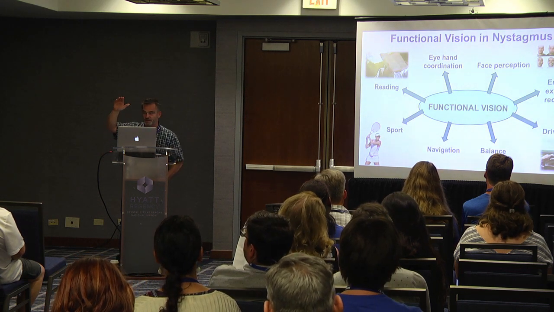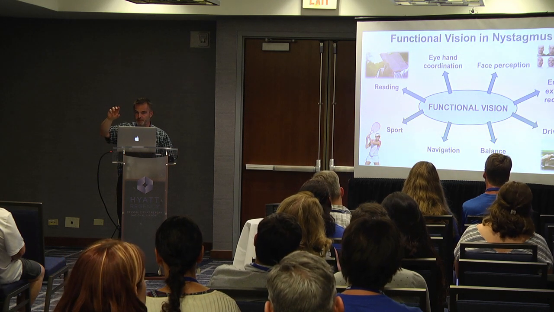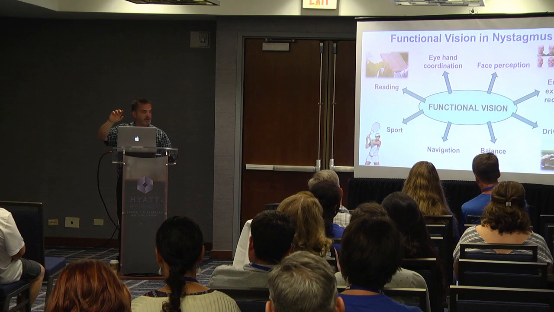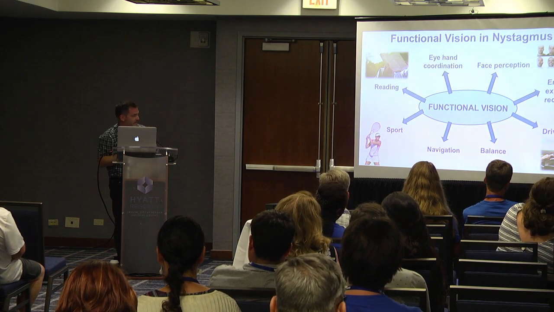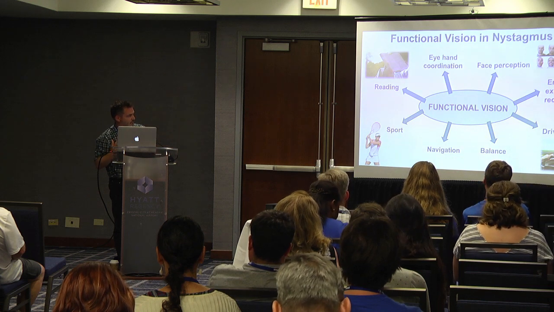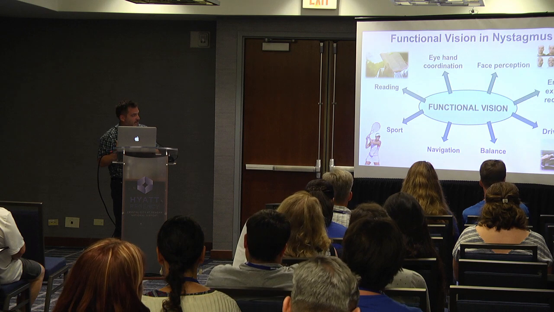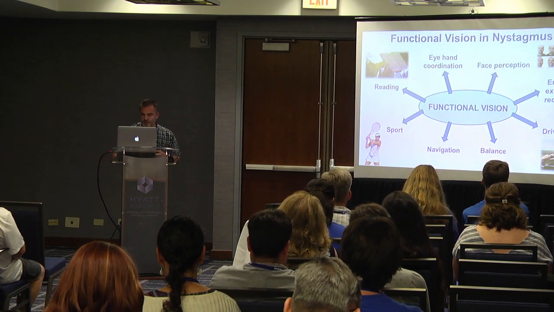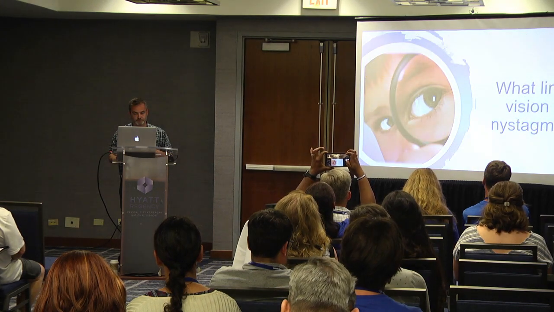So really the point is, working our way down that vision chart only gives us a very, very small aspect of what's important for vision. And we've got a list of things on here, some that we'll think about in a bit more detail, things like sport or driving or reading or perceiving, recognizing faces, eye-hand coordination. All of these things are part of functional vision.